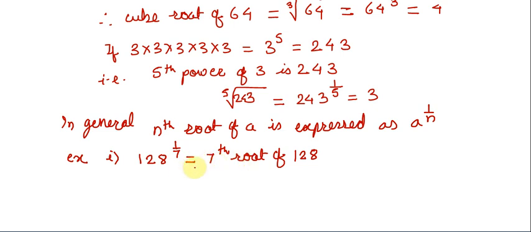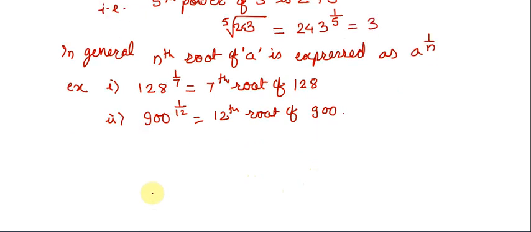1 upon 3 means third root or cube root of something. In general, a raised to the power 1 upon n means nth root of a. For a second example, 900 raised to the power 1 by 12 means 12th root of 900. So in this way we can write these rational indices in statement form.